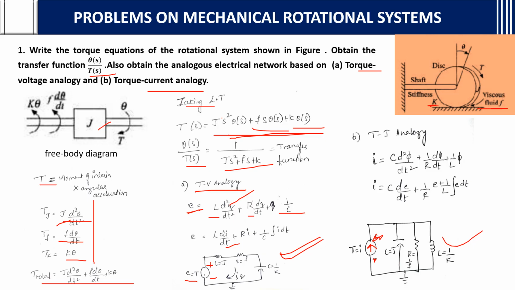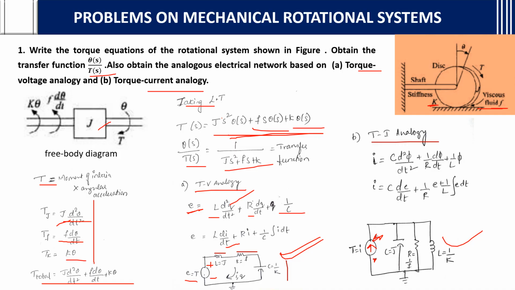So torque voltage means the voltage part needs to be taken first in the electrical circuit. E we will write. After writing E, you know that E, the voltage, will be in series with the resistances. So L will become J, R will become F, and C will become 1 by K. And you will write them in series form. Now torque current analogy, how to write?